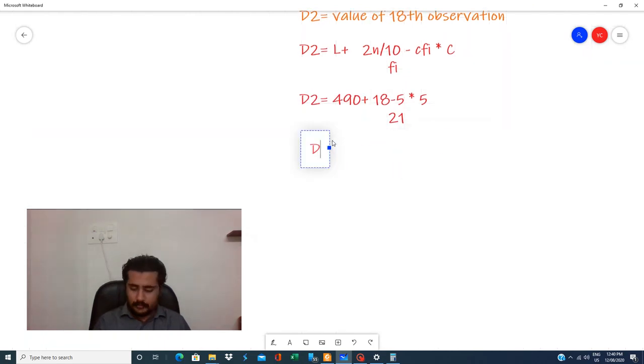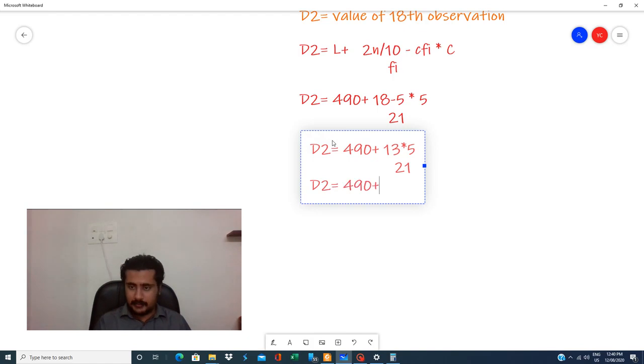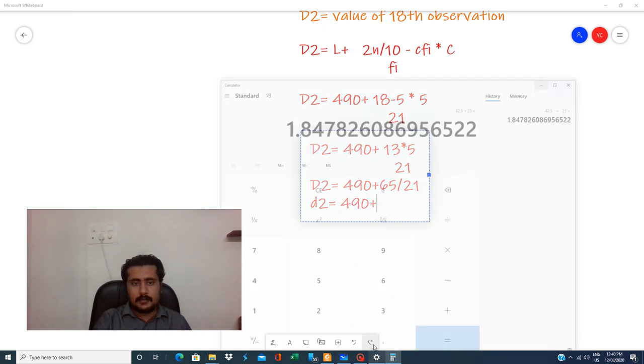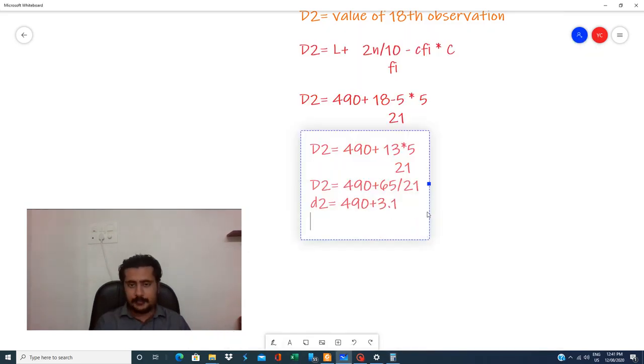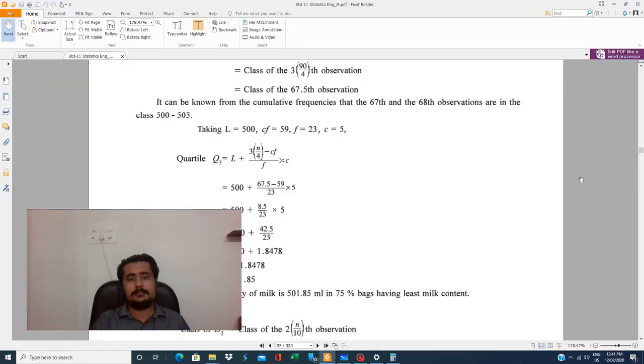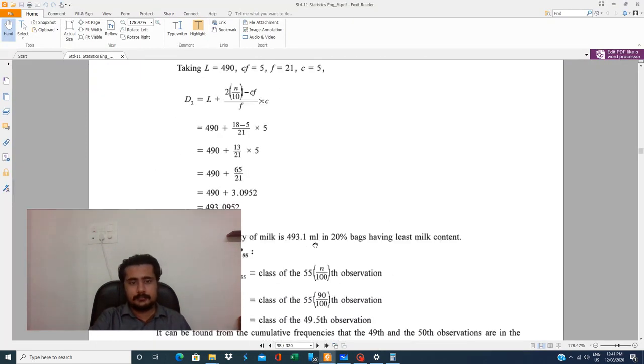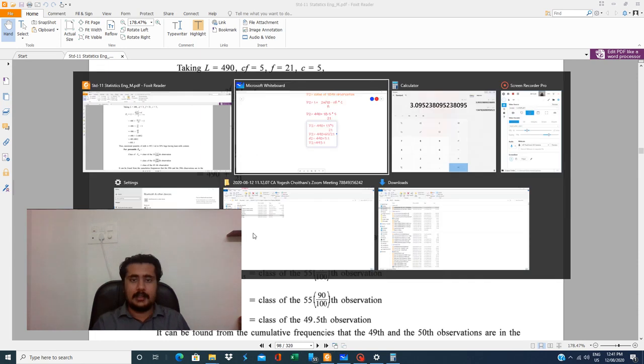Now if you solve that, D2 is 490 plus 18 minus 5 is 13. 13 into 5 upon 21. So D2 is 490 plus 65 by 21. 65 by 21 is 3.1. D2 is 490 plus 3.1. As I told you that D2 will cover 20% of the series. Okay. So 493.1 is what we'll write in interpretation here.